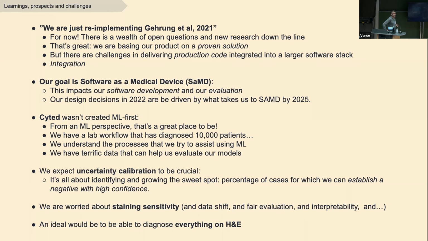There's a number of small technical points which are perhaps unsurprising. We expect uncertainty calibration to be a crucial aspect of what we are doing, because we really want to find this zone where we can very confidently say yes or no. And it's okay if there is something in between where we call a human. The human is not going to disappear, but we want to be really, really certain when we say no Barrett's automatically, for instance.